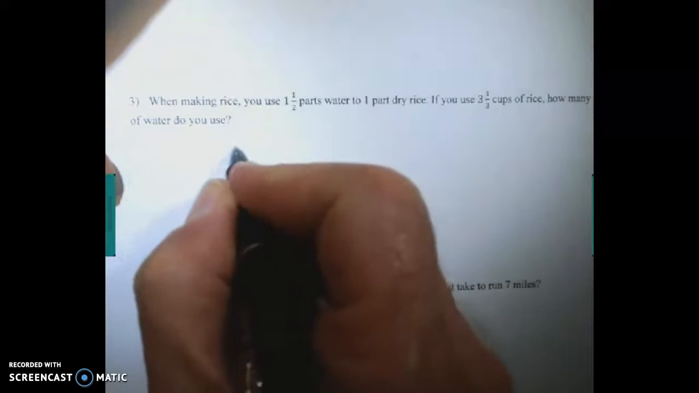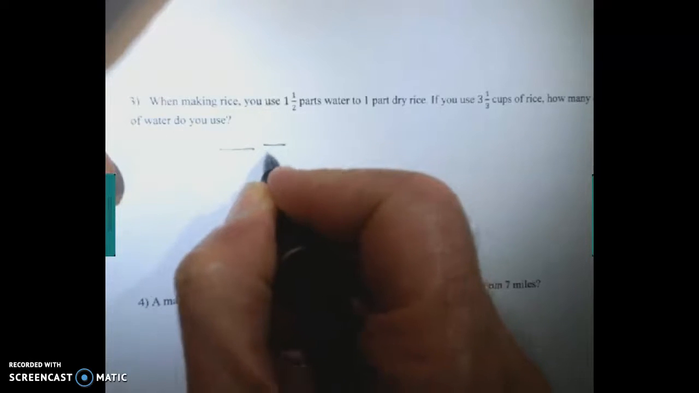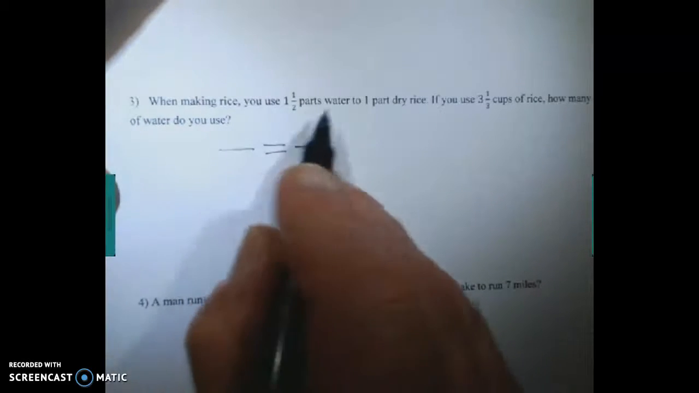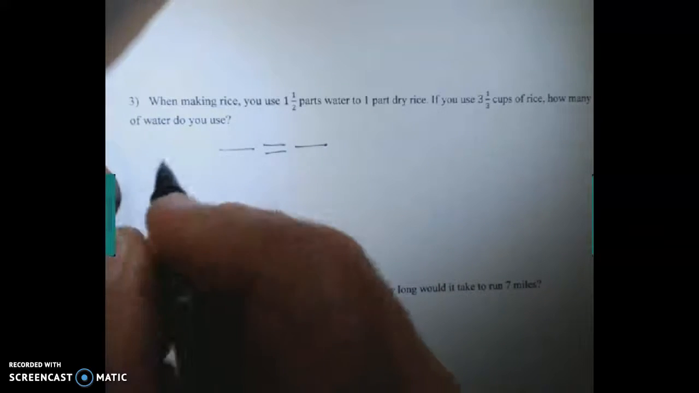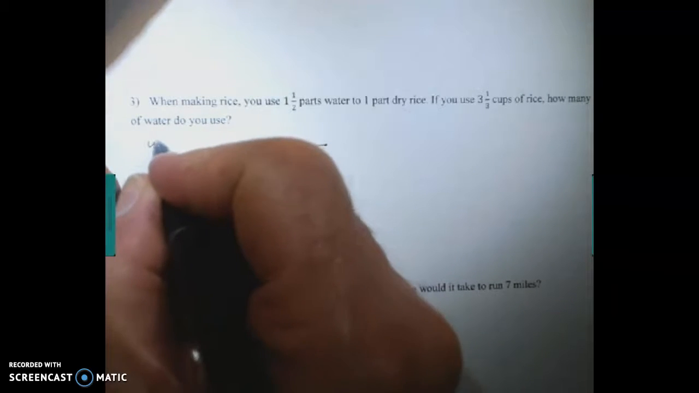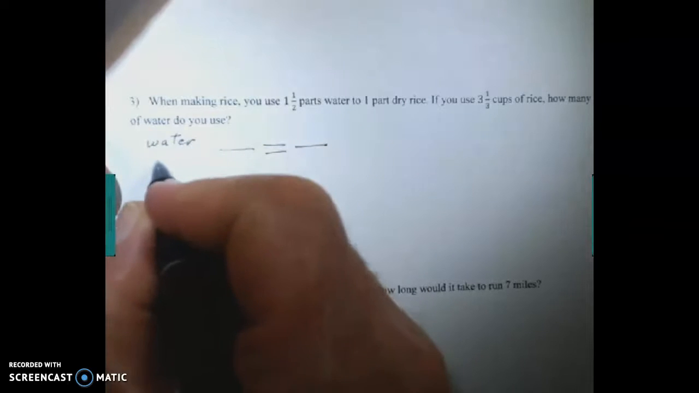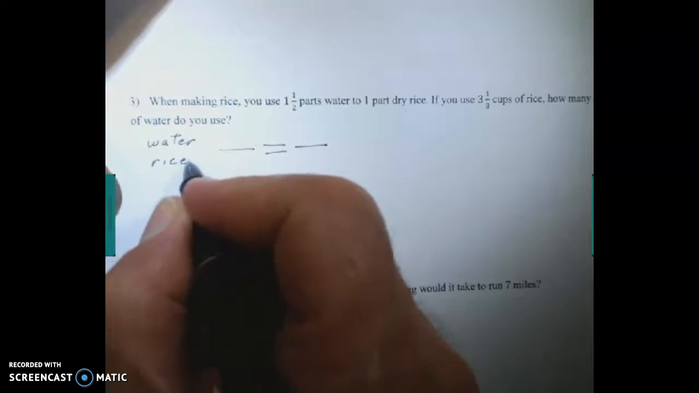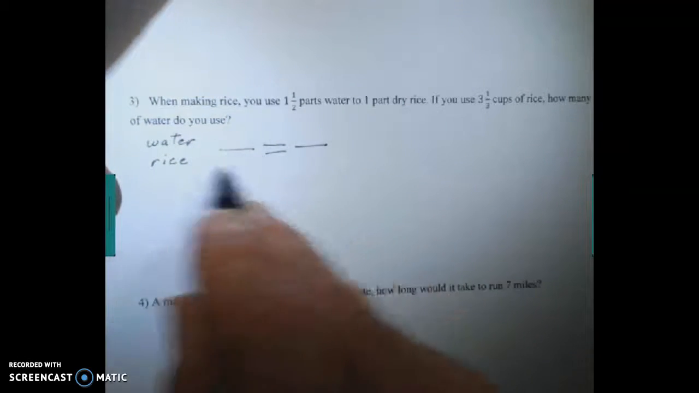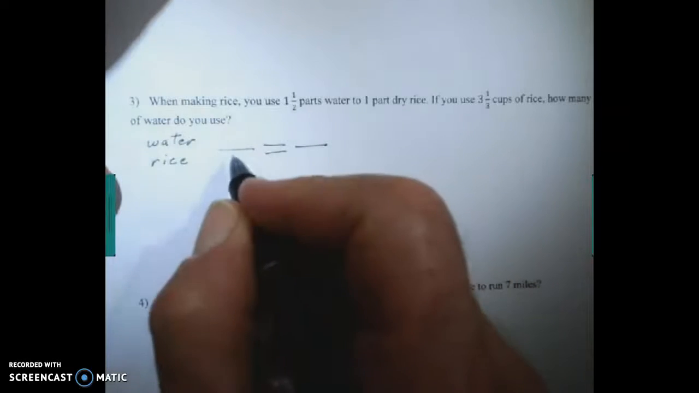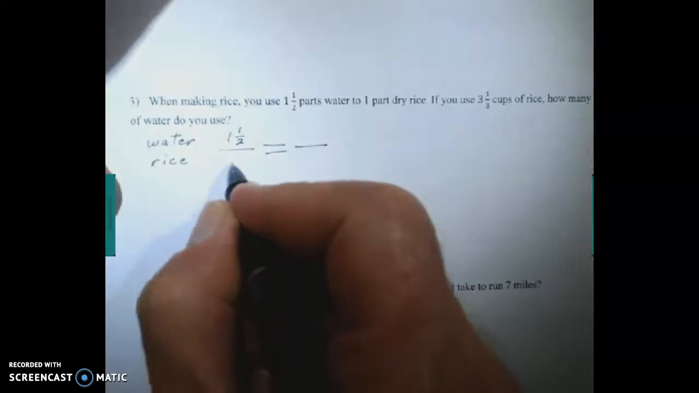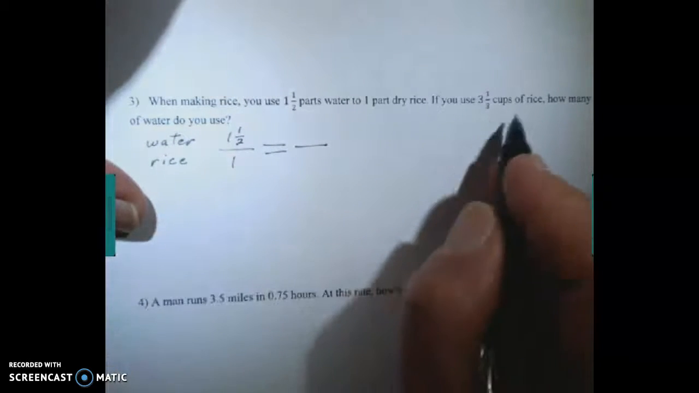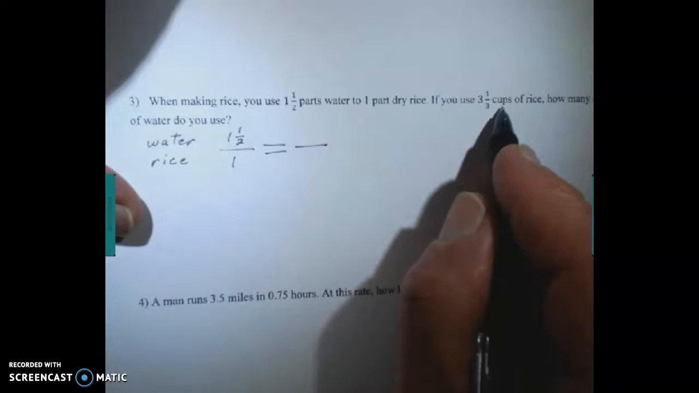Set up a proportion. Start off with line equals line. Take the information they give you. They're giving you as water to rice. I'm going to go ahead and set it up that exact same way, water over rice. Labels are important because you need it to be the same on both sides of your proportion. So this is 1 1/2 over 1, and this is 3 1/3 cups of rice.